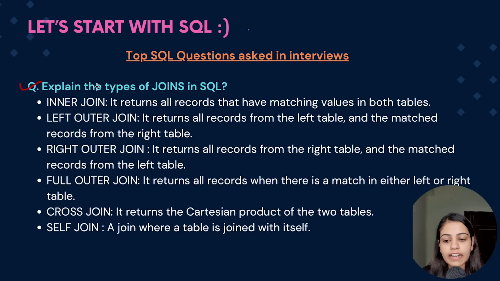Now coming to the next question, that is, explain the types of joins in SQL. So the very first join is inner join.